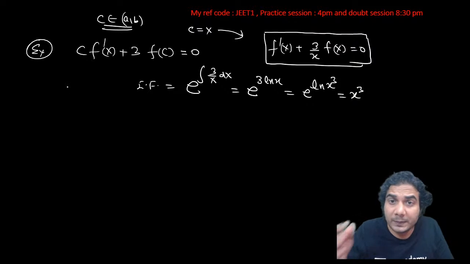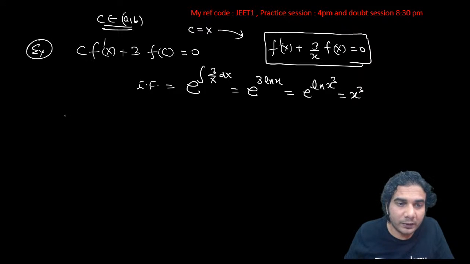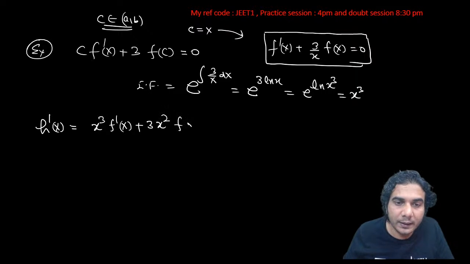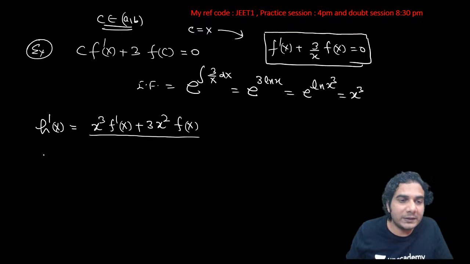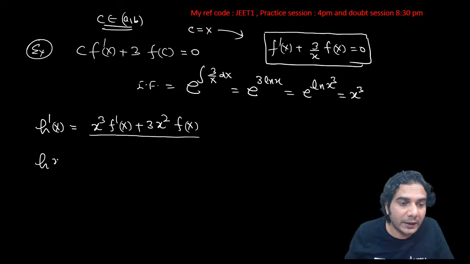So we need to multiply this whole equation by x cube, and take that as h dash x. So h dash x is equal to x cube f dash x plus 3 times x square f(x). All right, this is your h dash x. Now you can figure it out easily. What is the h(x)? So h(x) is going to be, now differentiate this. So it is going to be 3x square.